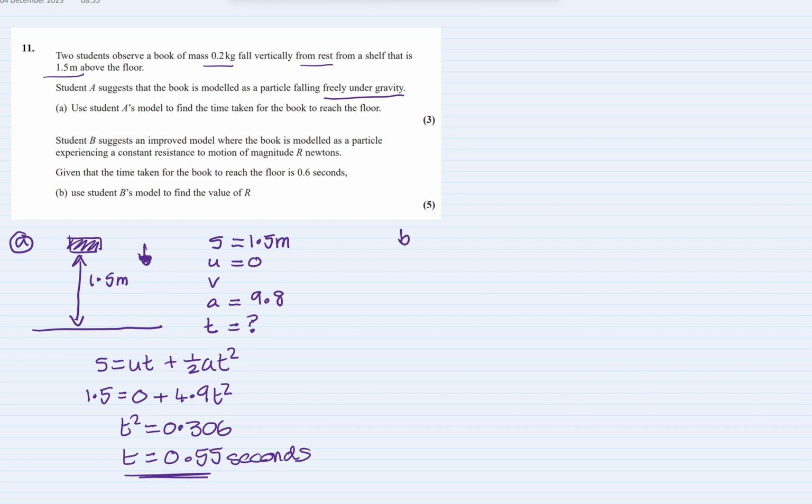So for student B, let's read what's going on. Student B thinks that we've got an improved model where the book is modeled as a particle experiencing a constant resistance to motion of magnitude R newtons. So again, let's get a picture of what's going on. Here's my book, this is my ground, 1.5 meters. I know that the weight of the book is 0.2g, and I know I've got a constant resistance to the motion of R. So we've got this as our diagram now.